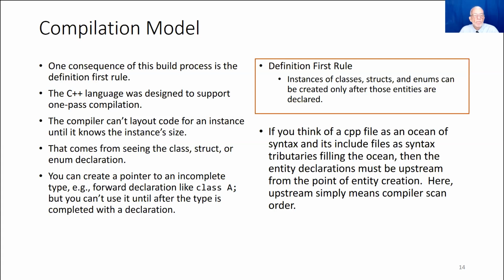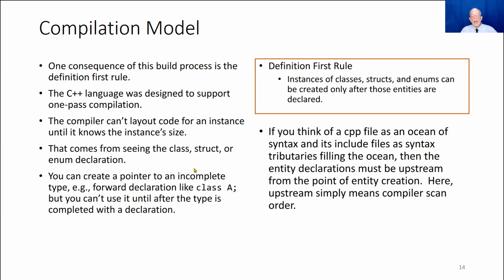So you can create a pointer to an incomplete type. Maybe we've made a forward declaration like class A semicolon. This just tells the compiler A is the name of a class, but it's not defined yet. So we can make a pointer to that incomplete type, but we can't use it to select or find the contents of that pointer, because the contents don't exist yet.